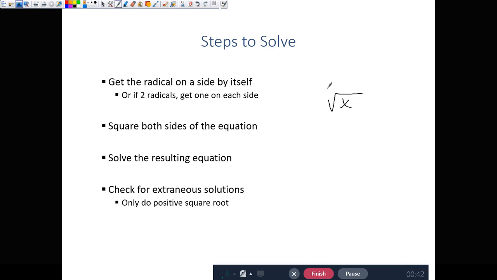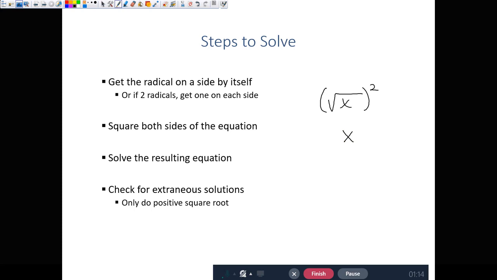A square root and a square are opposites, so they cancel each other out. So if I were to square the square root of x, I would be left with just x. Okay? So a square is the opposite operation than a square root. Okay, so it's kind of like how addition and subtraction cancel each other out, and multiplication and division cancel each other out. A square and square root cancel each other out.